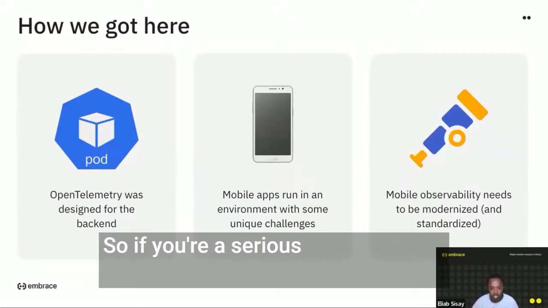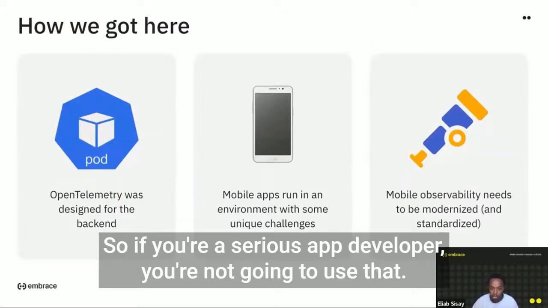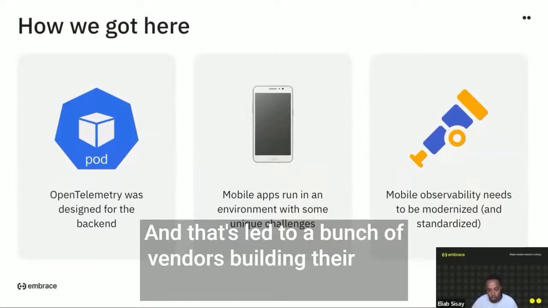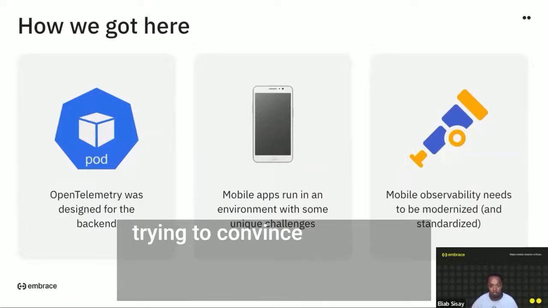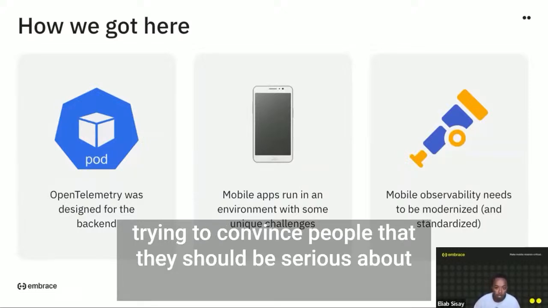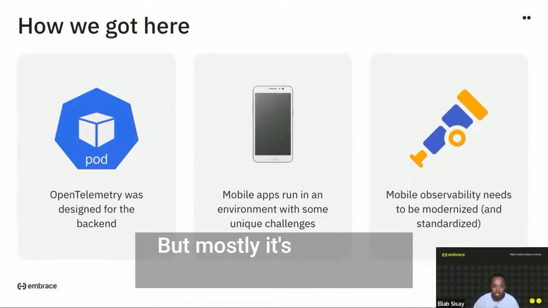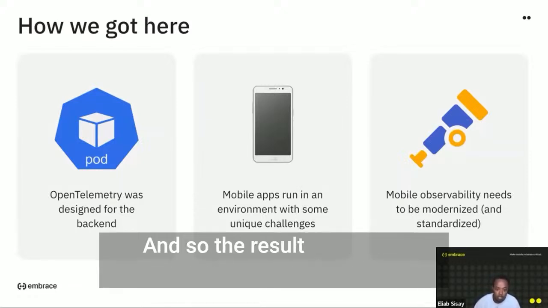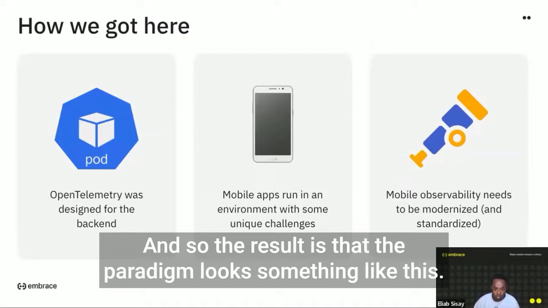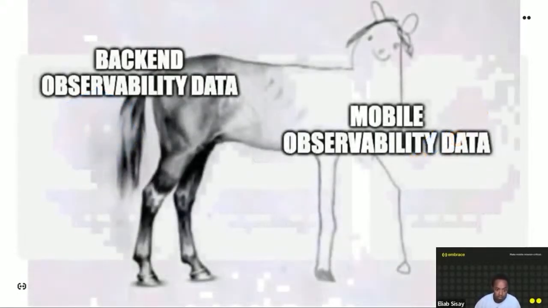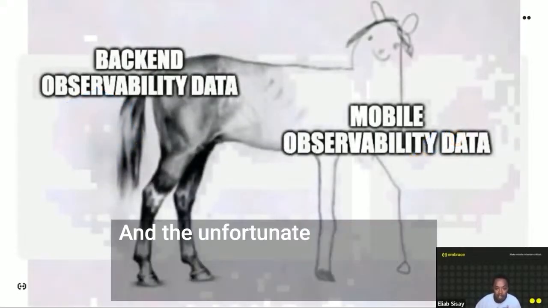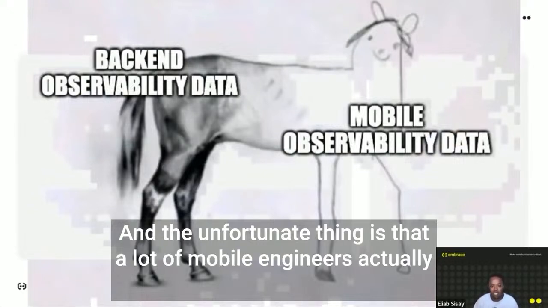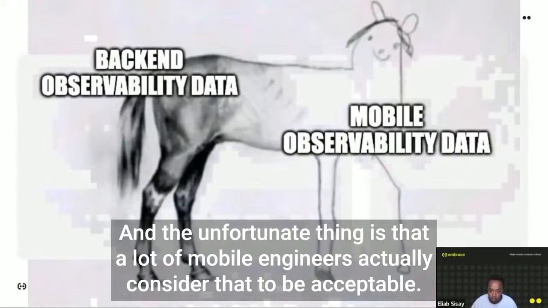So if you're a serious app developer, you're not going to use that. And that's led to a bunch of vendors building their own proprietary standards and trying to convince people that they should be serious about observability with their solution. But mostly it's just crash reporting and error tracking. And so the result is that the paradigm looks something like this. And the unfortunate thing is that a lot of mobile engineers actually consider that to be kind of acceptable.